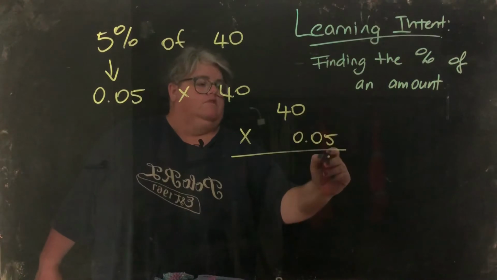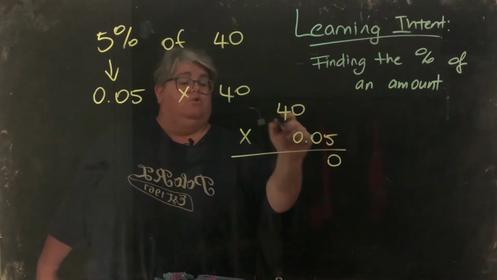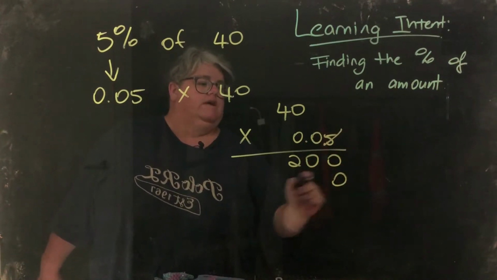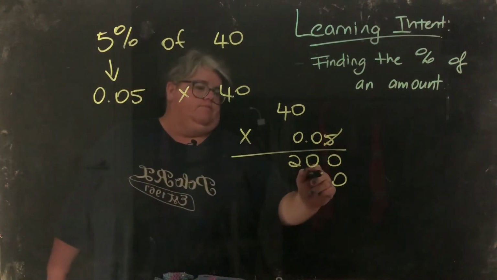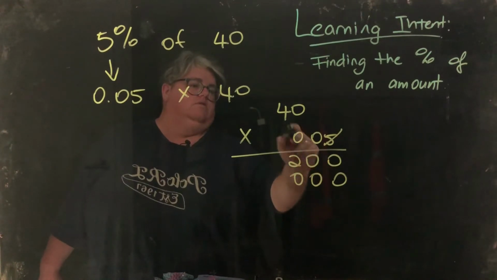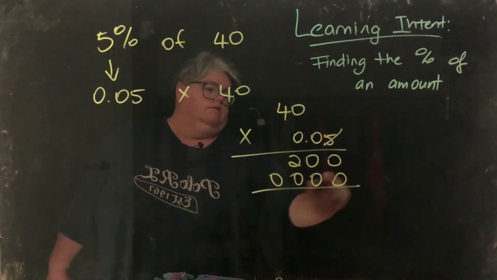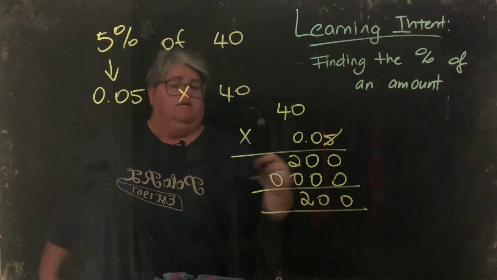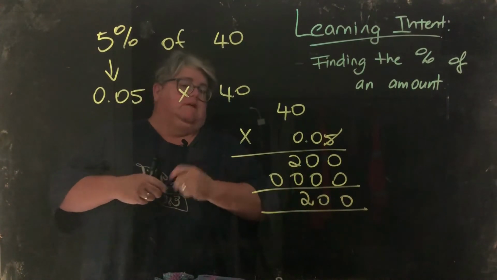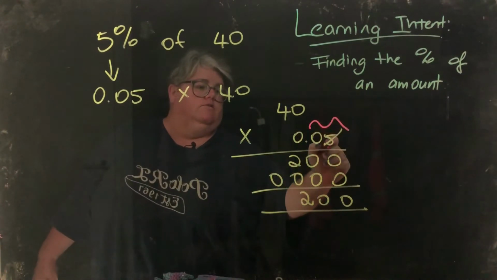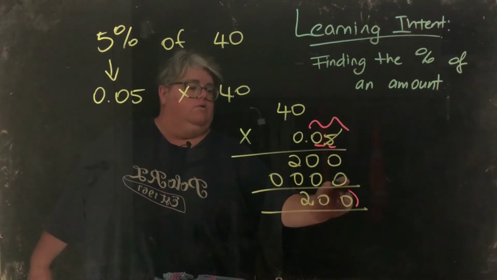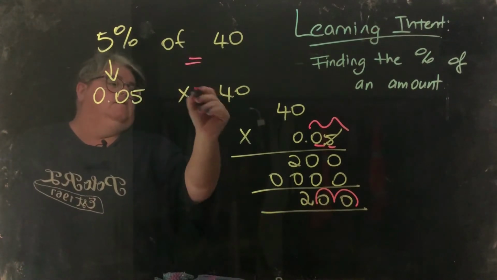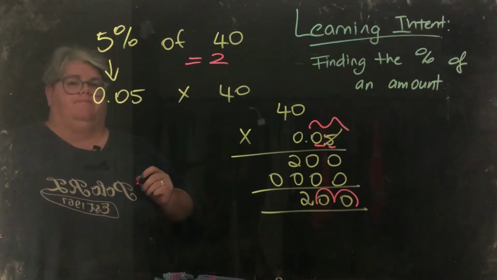So 5 zeros is 0, 5 fours are 20. Cross that off, put our 0, and it's 0, 0, 0. Okay, again, now we have our 2 decimal places. So we have 1 and 2, 1, 2. So therefore, 5% of 40 equals 2.